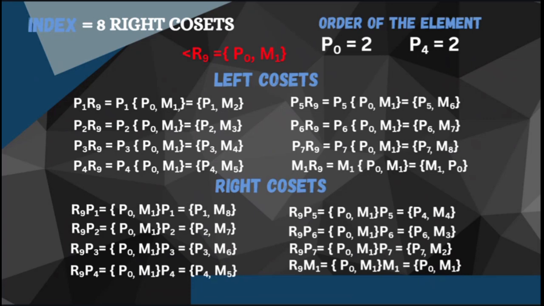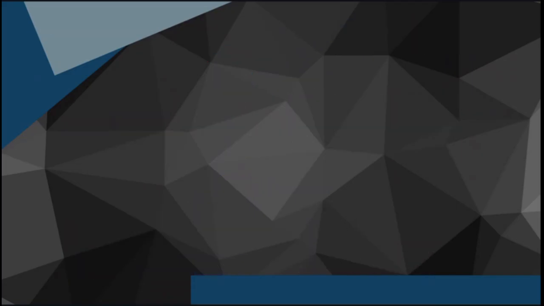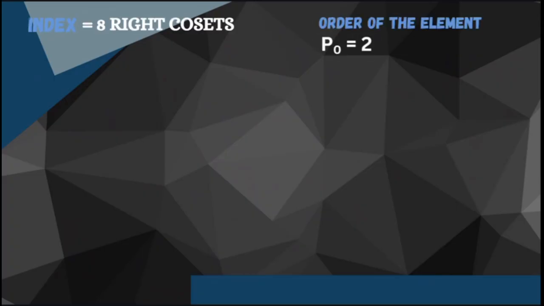Therefore, it is not a normal subgroup. Since our subgroup is not a normal subgroup, the order of the factor group does not exist. Let's proceed to the index. We have 8 right cosets. In order of the elements, we have rho sub 0, 2, and mu sub 1, we have 2.